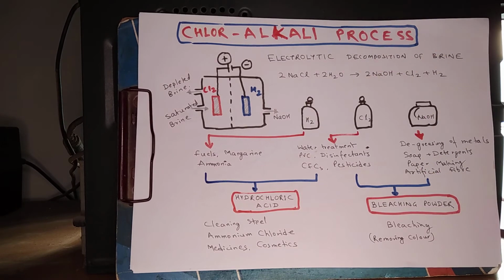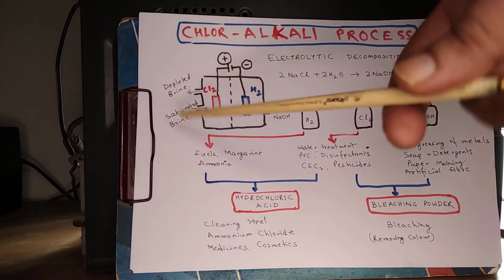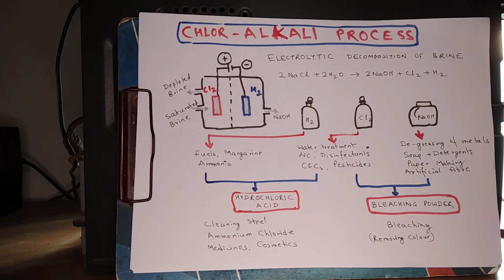So in typical industrial production, chlorine gas gets collected at the anode, hydrogen gas gets collected at the cathode, and sodium hydroxide comes out as a byproduct. It's a huge chamber in which you feed saturated brine and you get sodium hydroxide. Now let us talk about some broad usage of the three key products which come from electrolytic decomposition of brine.